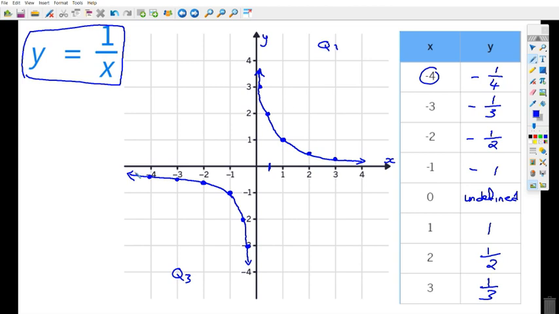The new things are my asymptotes. This undefined value over here, that's new. So what is an asymptote? An asymptote is basically a line. If I had to draw a dotted line on my x-axis over here, it's a line that my graph will never touch. Can you see that this graph is getting closer and closer and closer, and it's going to keep getting closer and closer to that line, but it's never ever going to touch.